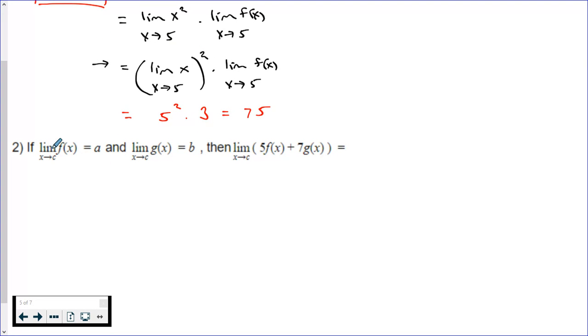So you got two givens now. In this case, you have the limit of f as x goes to c. I'm going to say that's a. The limit of some other function, g, as x goes to c, that's b. And then I want the limit of this mess right here, this linear combination.